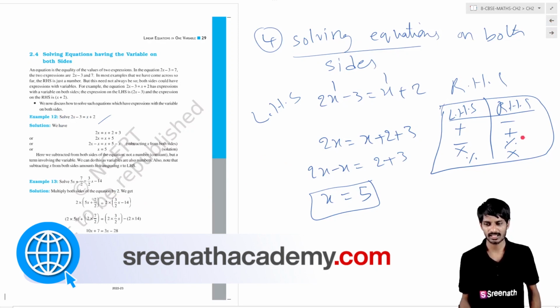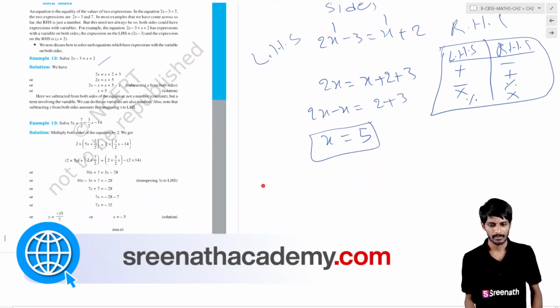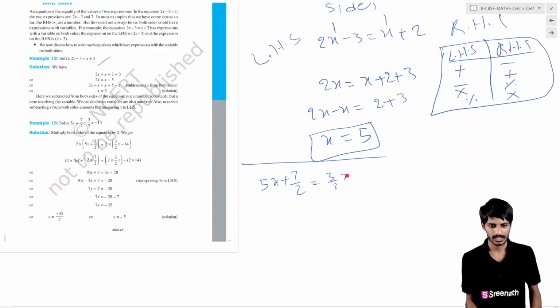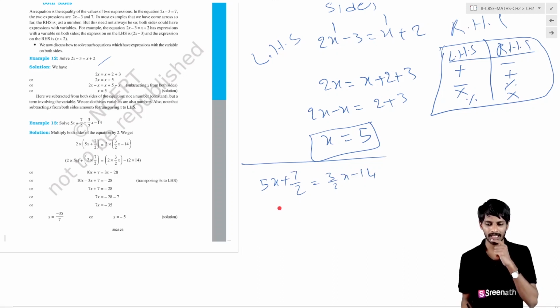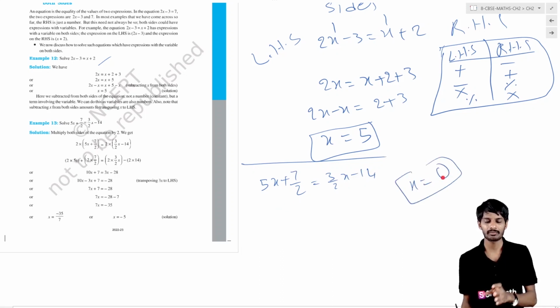And one more example here. Basically here, 5x plus 7 by 2 is equal to 3 by 2x minus 14. So what we can do, our final aim is x equal to on one side and all the remaining on the other side.